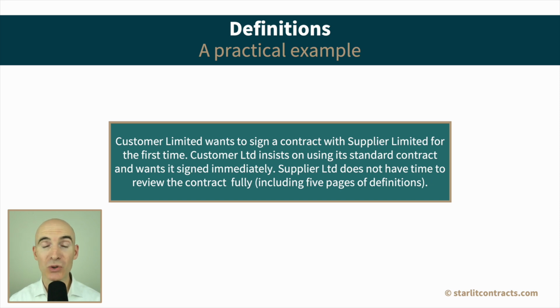Look, some contracts do have an awful lot of definitions. I've seen contracts with up to 20 pages of definitions, although it was a very, very complicated deal indeed. But very often you see contracts with only a few definitions in them. So it varies enormously depending on the needs of that contract and who wrote it.